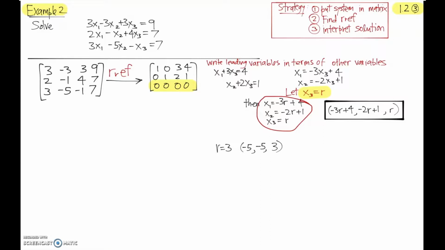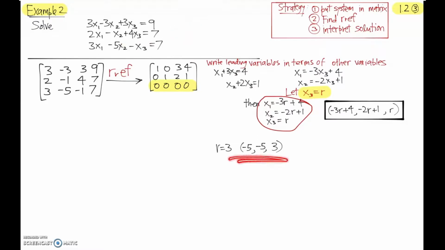So is this really a solution? Let's see. Here's what I say is a solution to this system. Let's look at the first row. 3 times negative 5 is negative 15, plus 15 is 0, and plus 3 times 3 is 9. Yes. Now the second row. 2 times negative 5 is negative 10, plus 5 is negative 5, plus 4 times 3 is 12. Negative 5 plus 12 is 7.